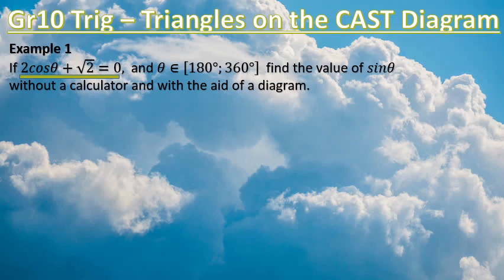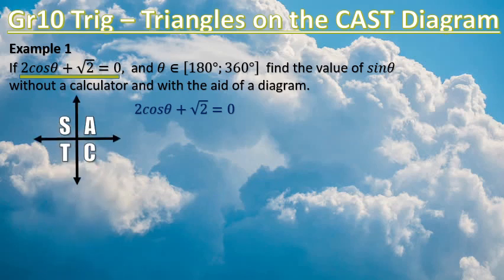You will always be given 2 pieces of information, and it is required of you to use those 2 pieces of information to do exactly what we did on Friday, and that is to determine the quadrant in which the angle theta will lie. So let's have a look at 2 cos theta plus root 2. We can do nothing with that until cos theta is the subject of the formula.